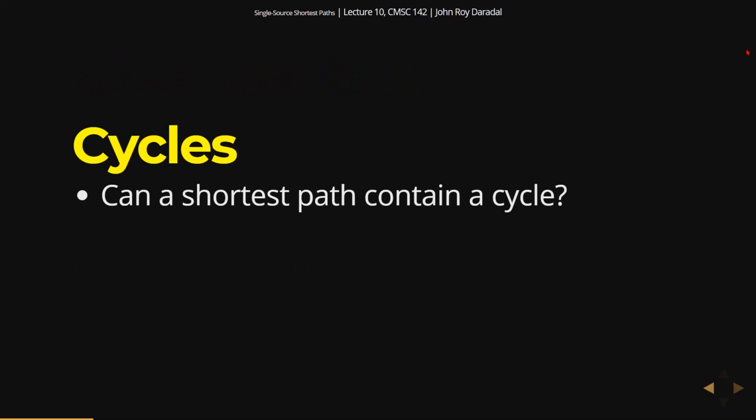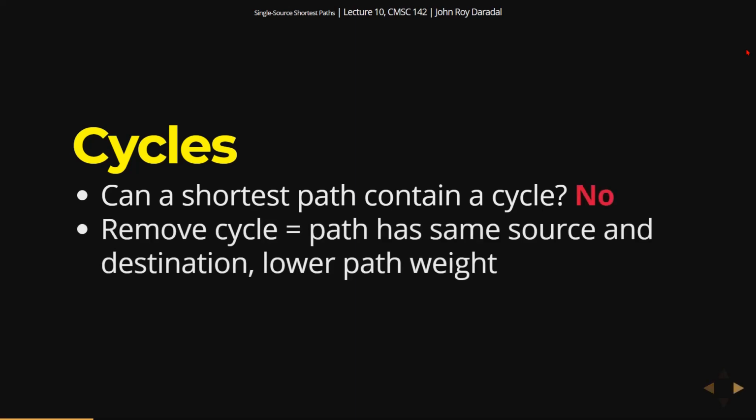Okay, now let's try to think about this. Can a shortest path contain a cycle? If there is a cycle in the path, is it possible that that path is the shortest path? Well, no, it can't be. Because if you remove this cycle, the path still has the same source and destination but with a lower path weight because you removed that cycle.